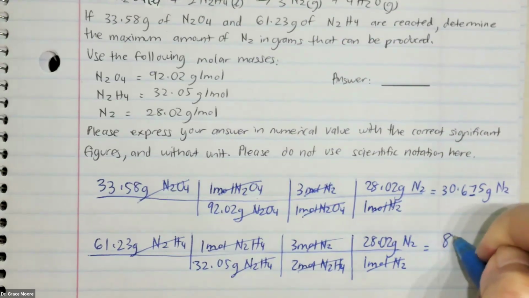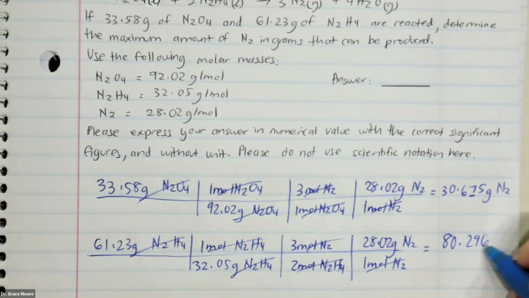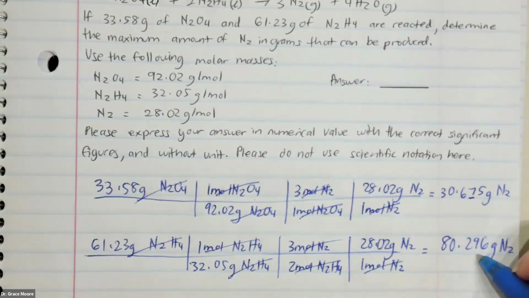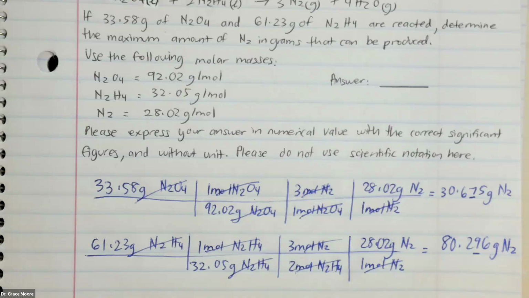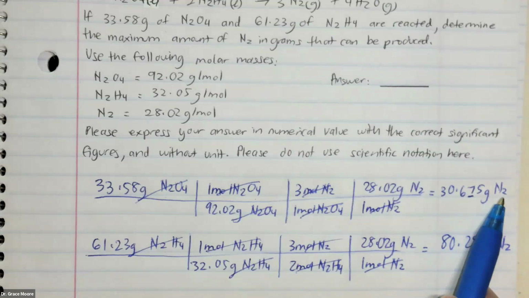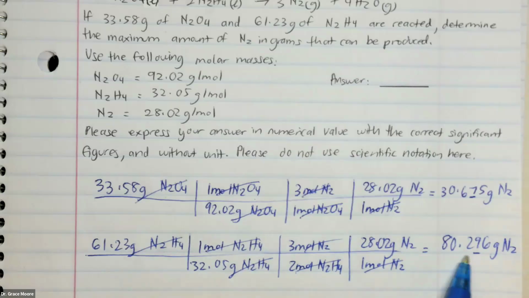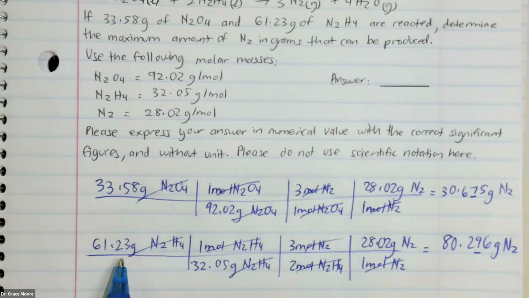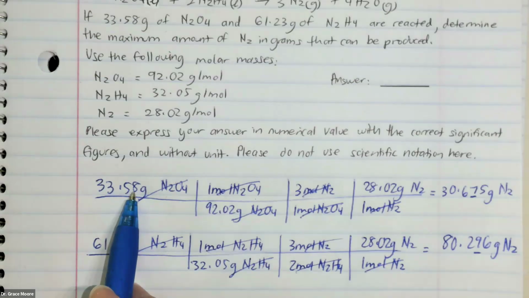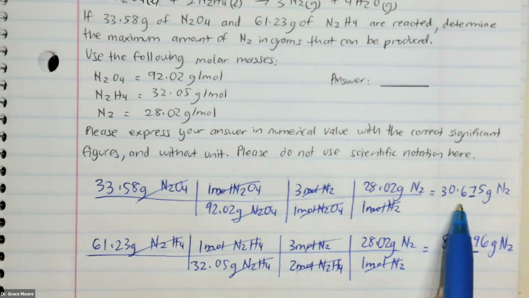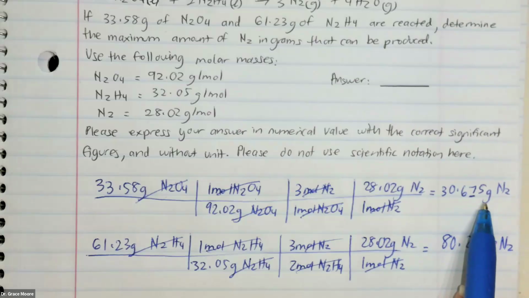And you will get 80.296 grams. Now, obviously, 80 looks like a bigger number, but it's going to be impossible to make because once you make 30.675 grams of N2, you run out of this reactant. You don't have any more to keep going to make this much. So that means N2H4 is the excess reactant, N2O4 is the limiting reactant, and 30.68 is the correct answer for the theoretical yield.